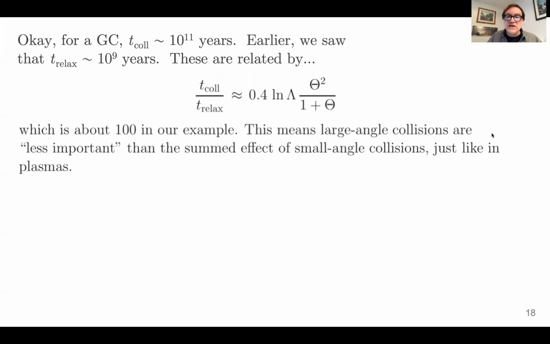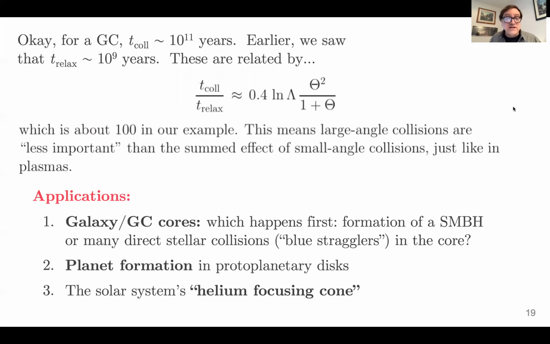So yes, the large angle collisions are generally less important than the sum effect, this relaxation of many small angle collisions. But there are times when it's important, and we can look at certain applications to see when. I won't say much here in the video, but there's about a page of content in the lecture notes talking about what happens in the cores of galaxies or globular clusters, right?